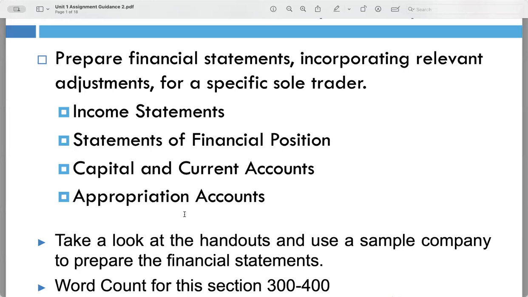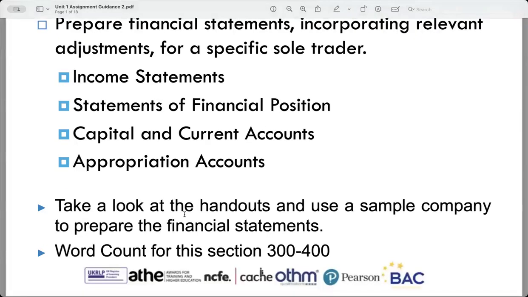So the task requires the use of a sample company. You can select any UK listed company to prepare these statements, and it should be around 300 to 400 words.